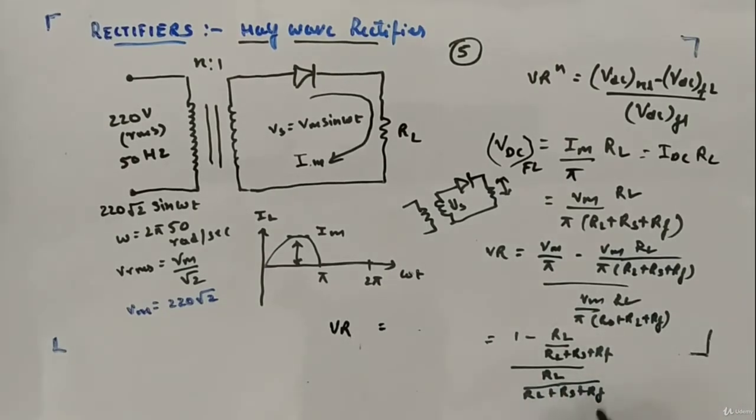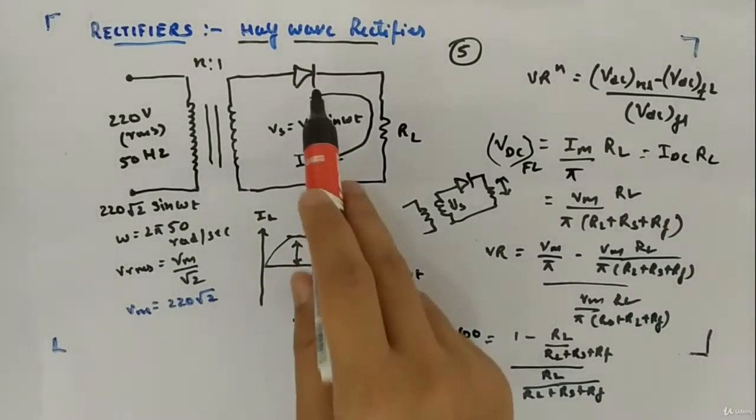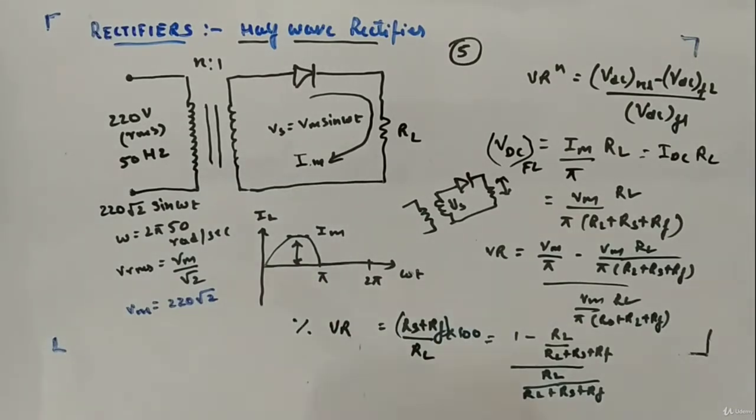So what you get is RS plus RF, I have taken the LCM, divided by RL. This will be the voltage regulation, and if you want it in percentage, multiply with 100. This will be the expression for voltage regulation for this half wave rectifier. So it depends upon the secondary resistance, RF, the forward resistance of the diode, and the load resistance.